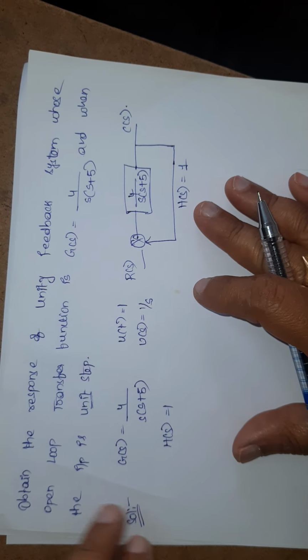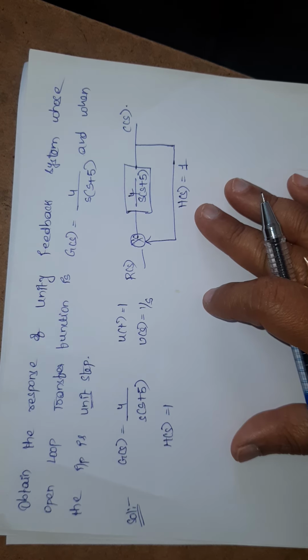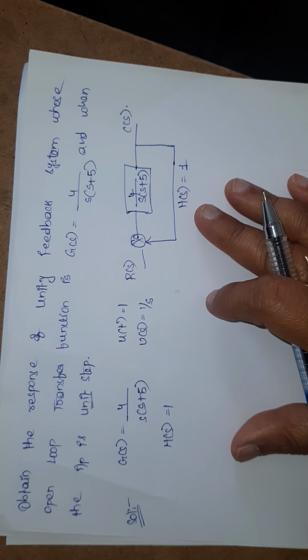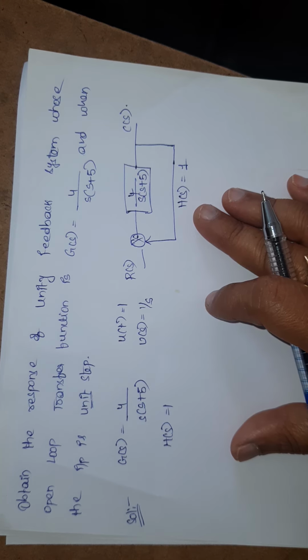So how to find out the response? To find the response in time domain, means we have to get C of t. Okay. So first what we have to do? We have to calculate first C of s by R of s.